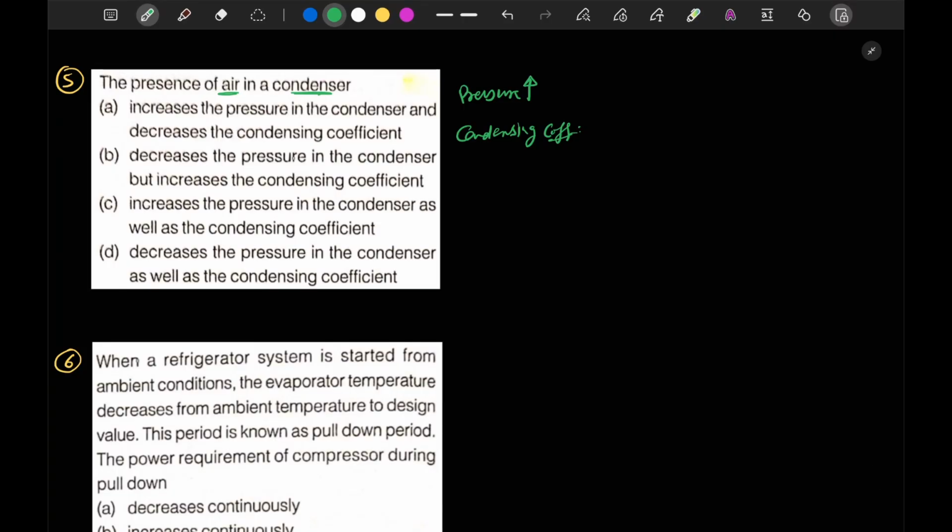Now if air is present in the system, then our rate of heat transfer will be less, because the thermal conductivity k of air is less. So the heat transfer from the condenser to the surroundings will be less, hence the condensing coefficient will decrease. So option A is correct here.